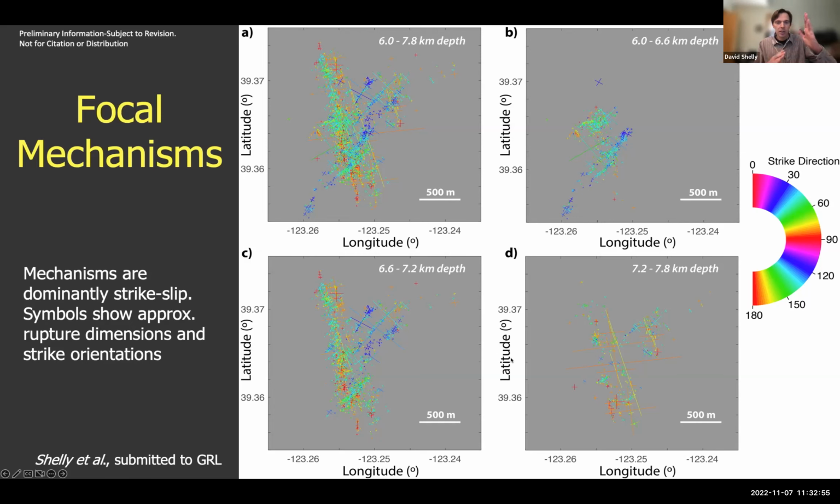What these are showing is, these are dominantly strike slip mechanisms. It's hard to show beach ball diagrams for 3,000 events in this kind of proximity. So what we're plotting is two lines, each oriented with the nodal plane orientation of the focal mechanisms, and with the length a rough approximation of the physical rupture dimension. This is great, but it's really annoying that the focal mechanisms have two possible fault orientations.